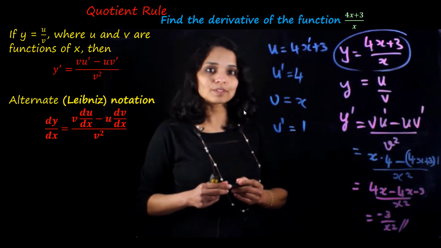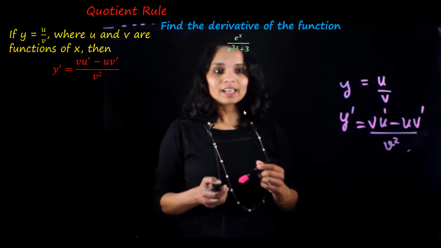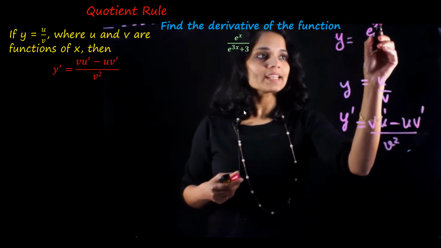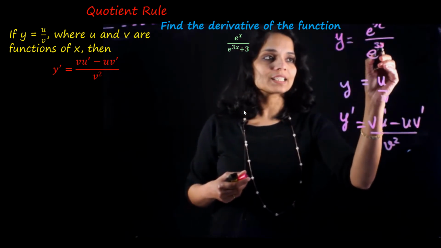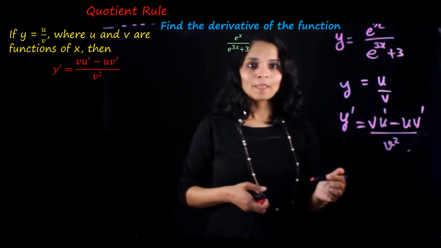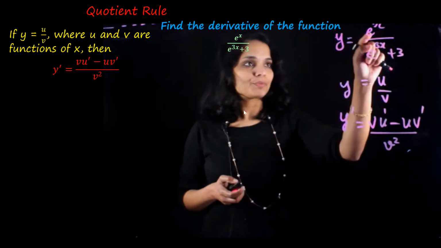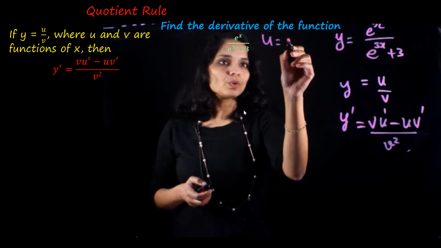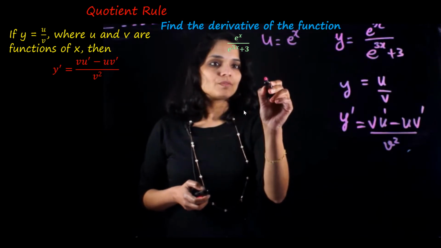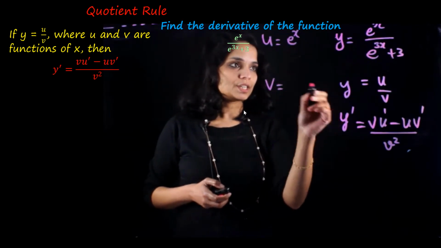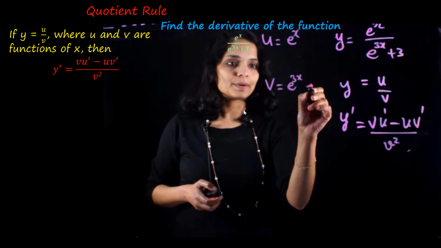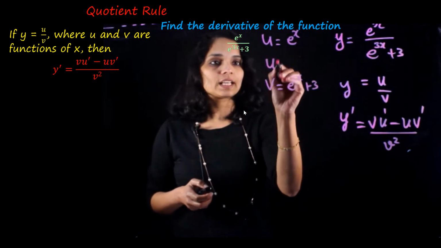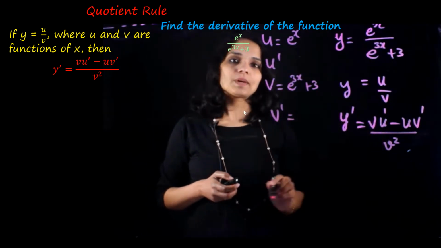So it's a simple process, isn't it? Let's now do another question, this time a little bit more complex. y equals e to the power x divided by e to the power 3x plus 3. Same process as before. We have to find the derivatives of the numerator and denominator. The numerator is u, which is e to the power x, and v is the denominator, which is e to the power 3x plus 3. You need to find the derivative of each of these, get u dash and v dash, and substitute back.